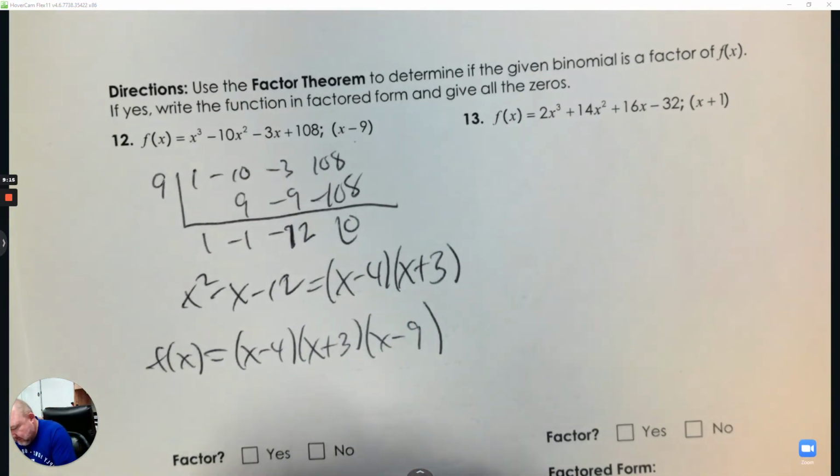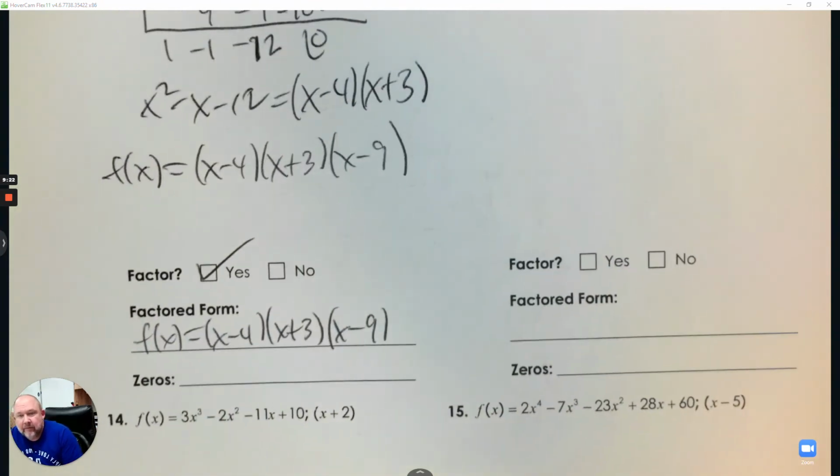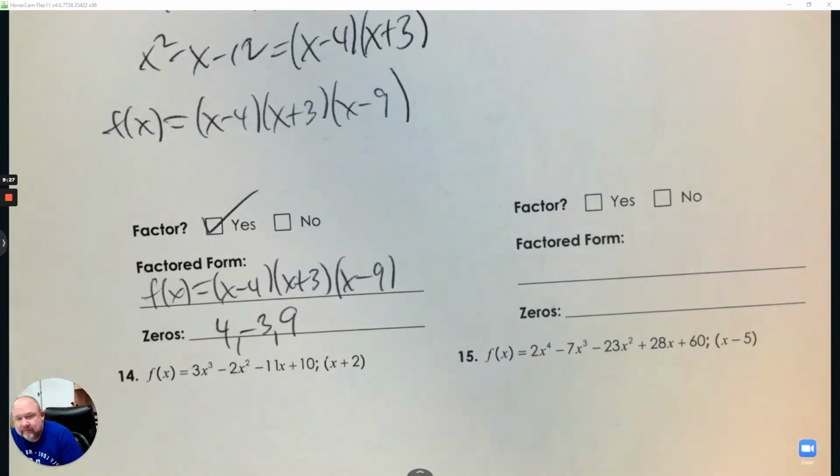Here, that's really this right here. Yes, it's a factor because the remainder is 0. And then the zeros are 4, negative 3, and 9.